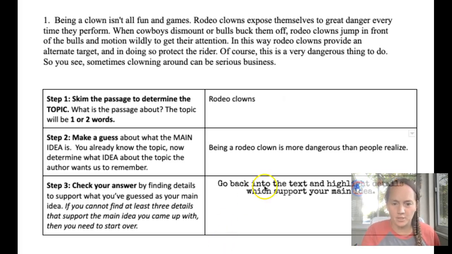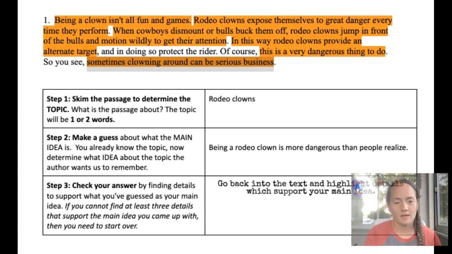So again, your topic should be stated somewhere in that main idea, since we said the topic was what the passage was revolving around. And then for step 3, I'm just going to go and highlight any details that prove that this is my main idea. So any details that prove that being a rodeo clown is more dangerous than people realize, I'm going to go ahead and highlight. As we can see by this orange mess up here, clearly there are a ton of details that prove my main idea, so I can assume that my main idea is correct.